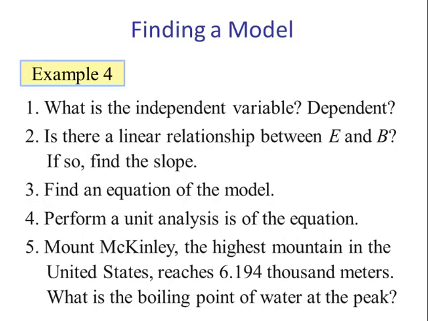Number 1, what's the independent variable? Dependent variable? Number 2, is there a linear relationship between E and B? If so, find the slope. Number 3, find the equation of the model. Number 4, perform a unit analysis of the equation. Number 5, Mount McKinley, the highest mountain in the United States, reaches 6.194 thousand meters. What is the boiling point of the water at this peak?